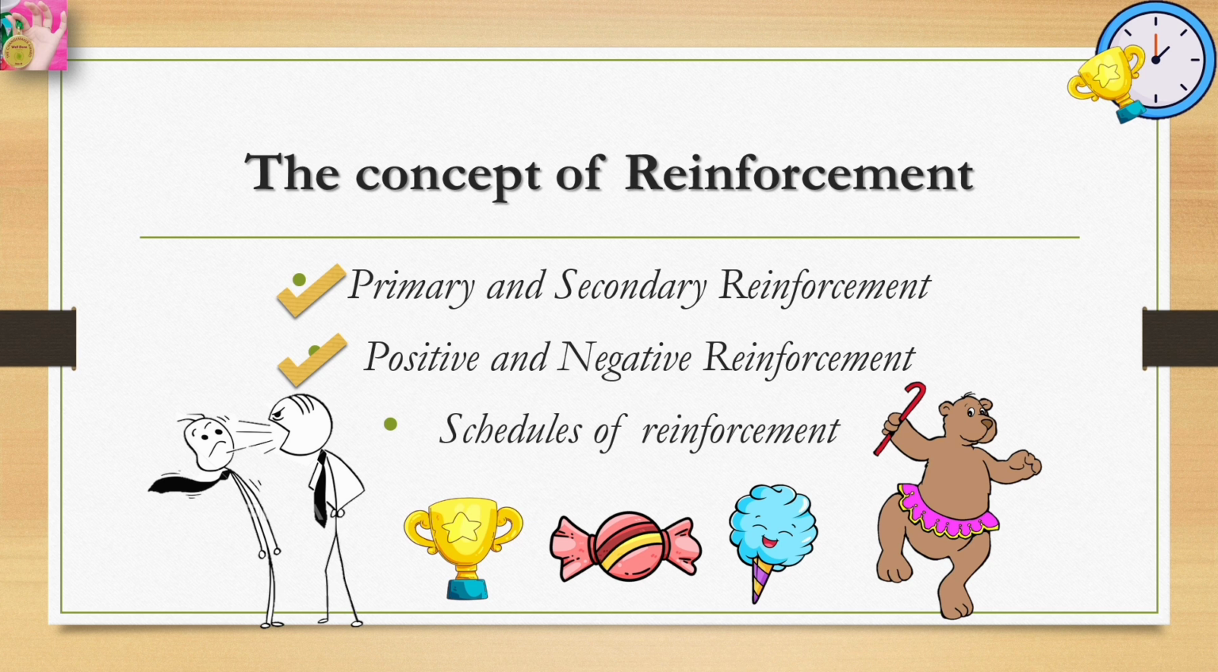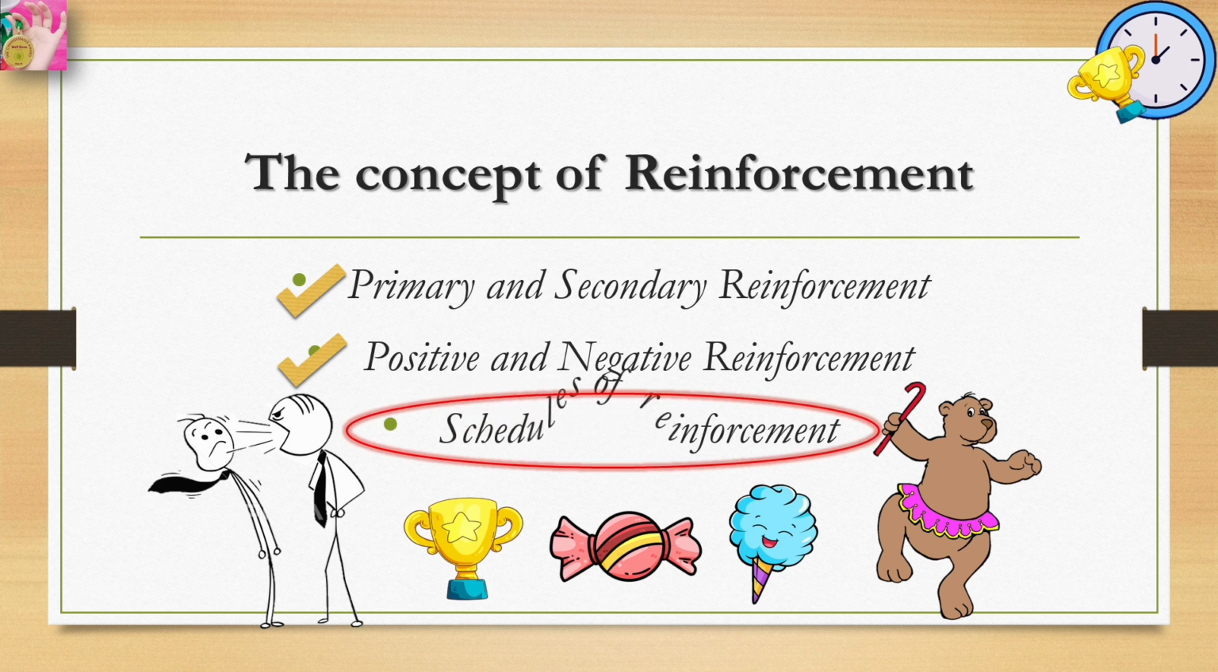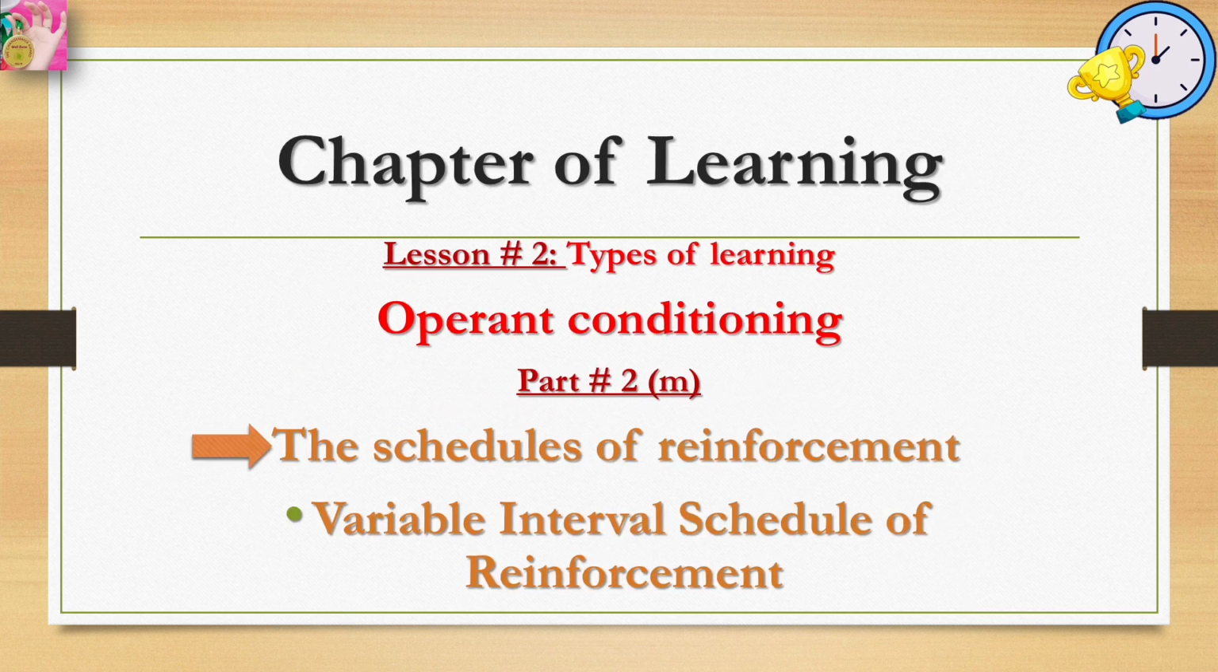So this is going to be the chapter of learning, and in the chapter of learning, this is going to be lesson 2, which is the types of learning. In types of learning, this is going to be operant conditioning, and in operant conditioning, this is going to be part 2M, which is the schedules of reinforcement. Under the schedules of reinforcement, we are going to cover the variable interval schedule of reinforcement, because we have covered the other schedules of reinforcement as well.